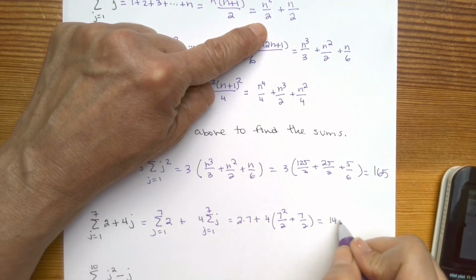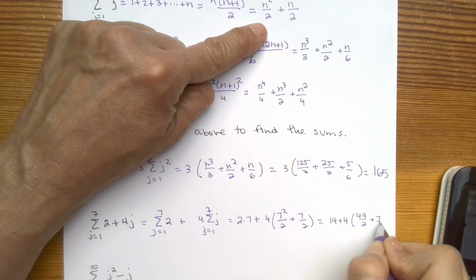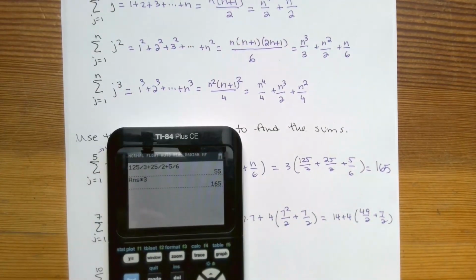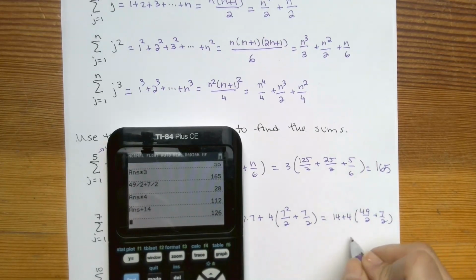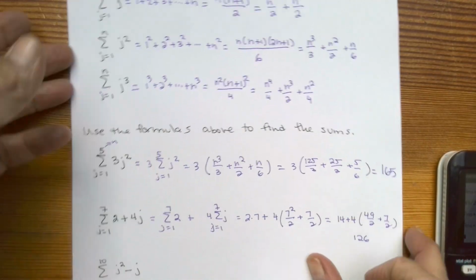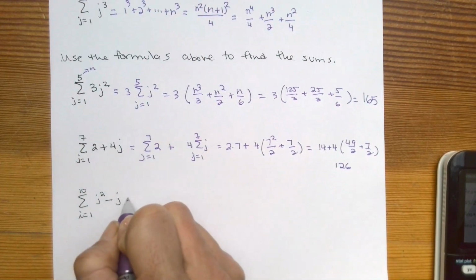Okay, so I got 14 plus 4 times 49 halves plus 7 halves. Remember your order of operations, and I'm grabbing a calculator, so 49 divided by 2 plus 7 divided by 2, times 4 plus 14, so 126. Great, last one. And if you want to pause and just see if you can get the answer by yourself, you can meet me at the end. Here I go.